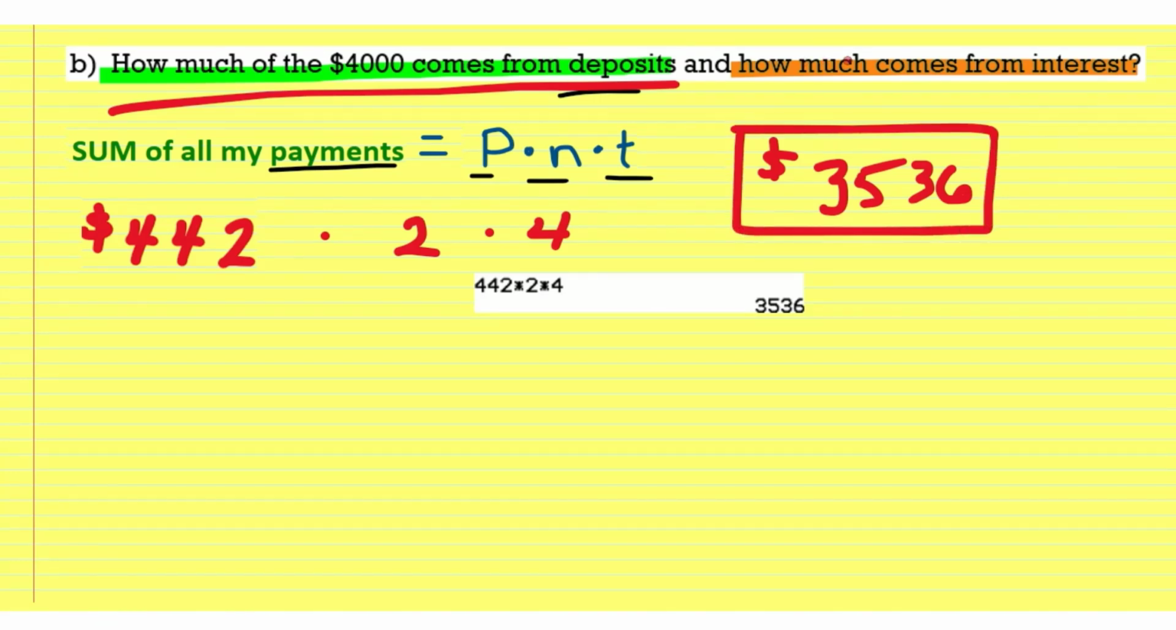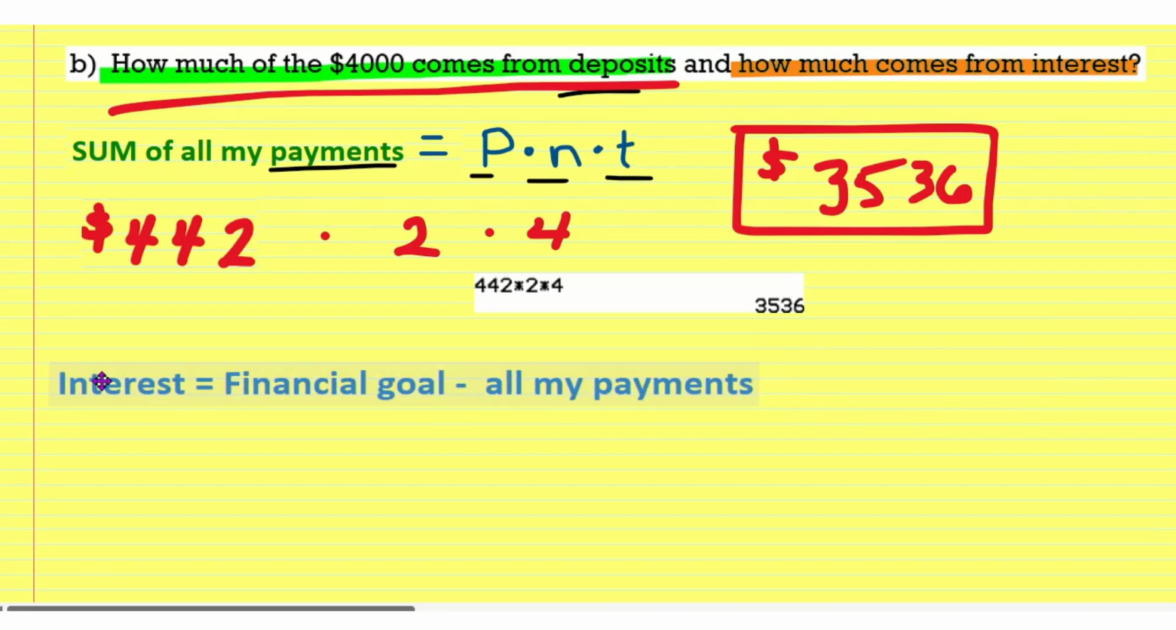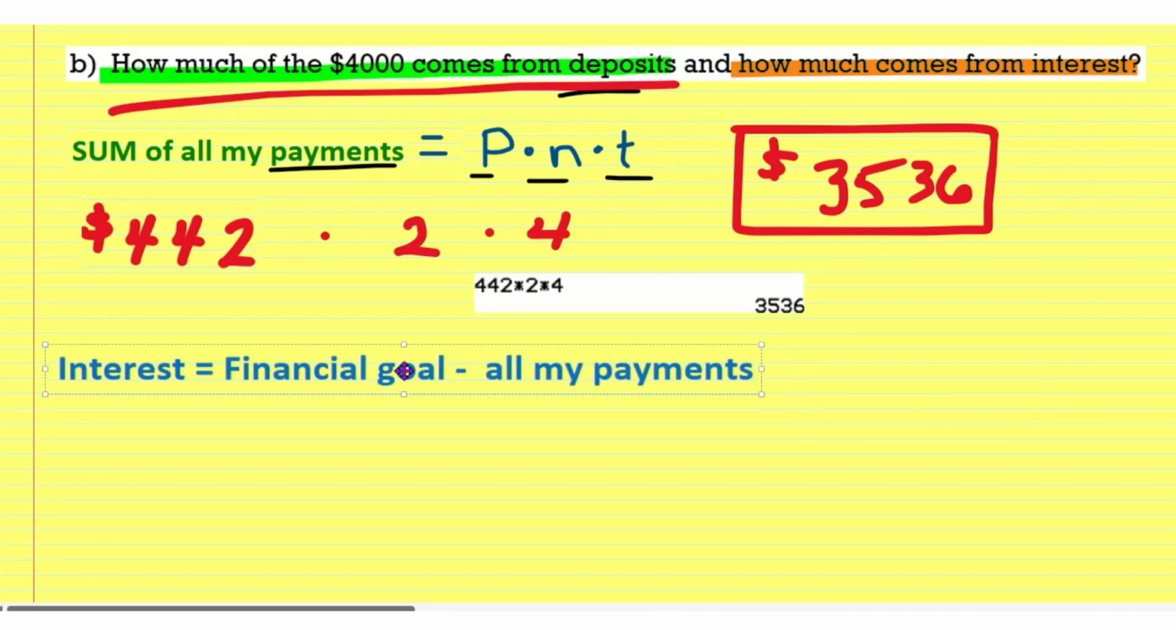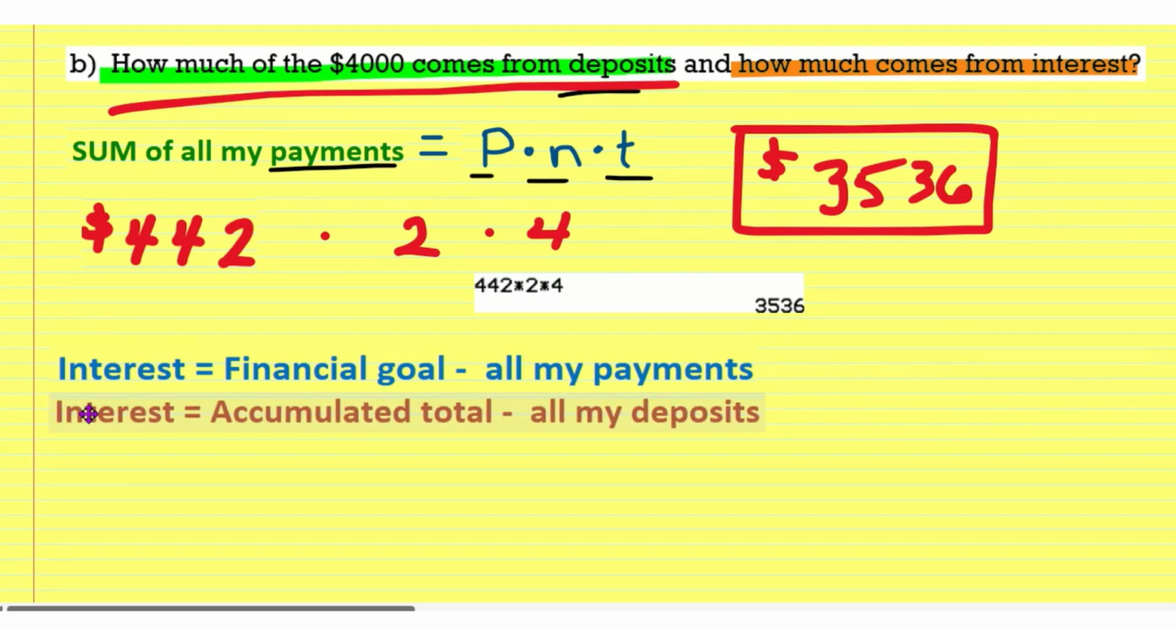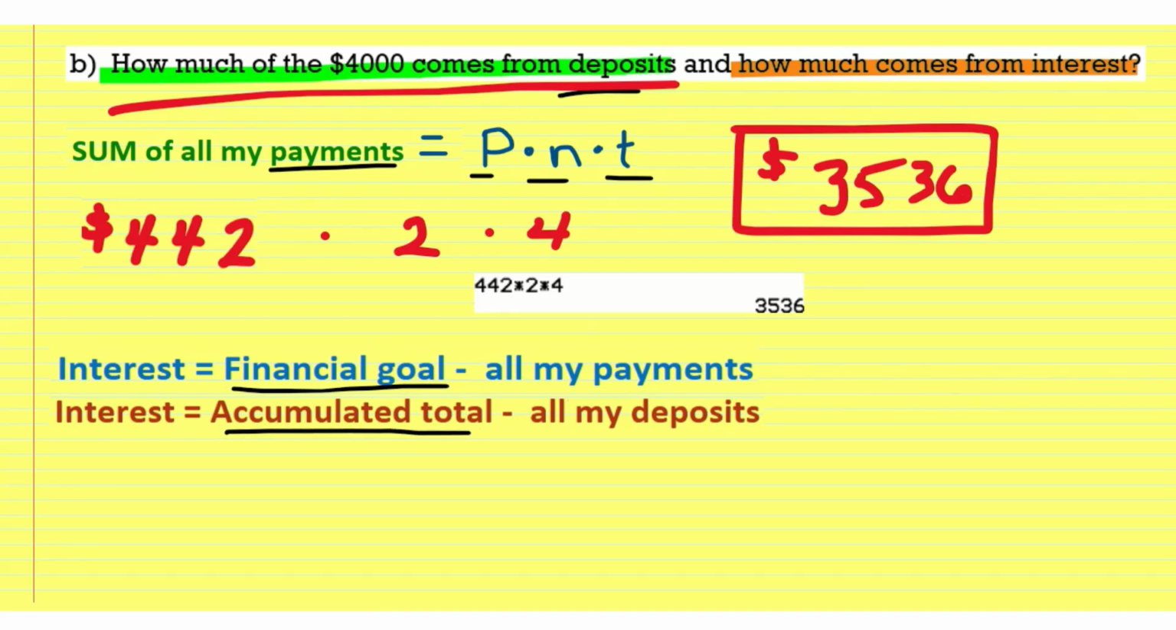$3,536. Now, how much of that is going to come from the interest? Well, again, how do I find the interest? The interest amount is equal to my total financial goal minus all my payments. We can also think of this as the accumulated total. So this is the same thing. My financial goal, where I want to end up, the total value, is the same thing as the accumulated total. And all my payments is also the same thing as all my deposits.